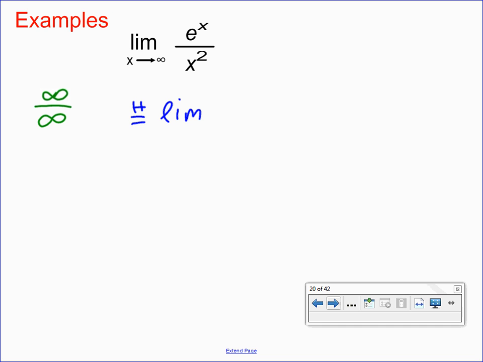We're going to consider the limit as x approaches infinity of the derivative of the top over the derivative of the bottom. So what's the derivative of e to the x? e to the x. What's the derivative of x squared? 2x. And try again. As x goes to infinity, where does the top go to? Infinity. As x goes to infinity, where does the bottom go to? Infinity.